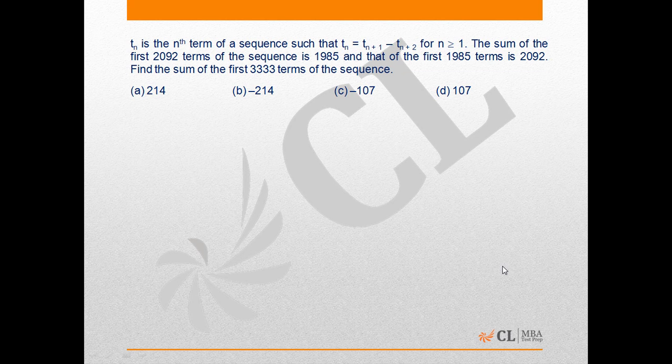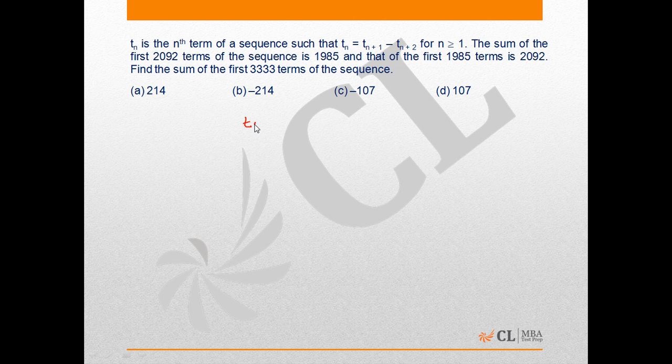Here Tn is the nth term of a sequence such that Tn equals Tn plus 1 minus Tn plus 2 for all n greater or equal to 1. The sum of the first 2092 terms of the sequence is 1985, and that of the first 1985 terms is 2092, and we have to find the sum of the first 3333 terms of the sequence.